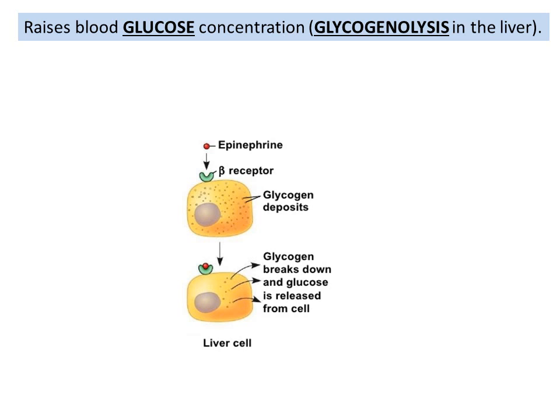The next thing that happens is we get a rise in blood sugar concentration. Now this is a process called glycogenolysis, and this happens in the liver.